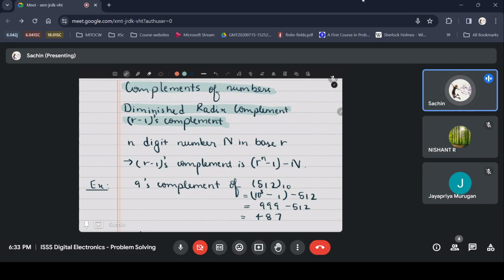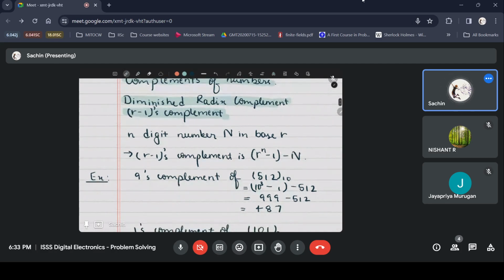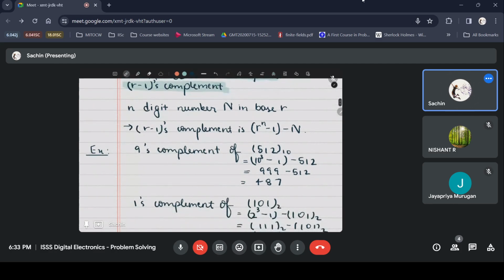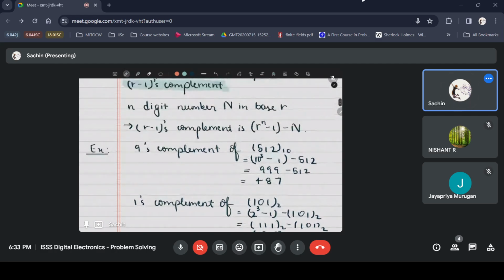If the base or radix is r, the diminished radix complement or the r minus 1's complement is this number, r power n minus 1 minus capital N. So in effect, what is it? In binary, that will become flipping the bits. It's the ones complement.